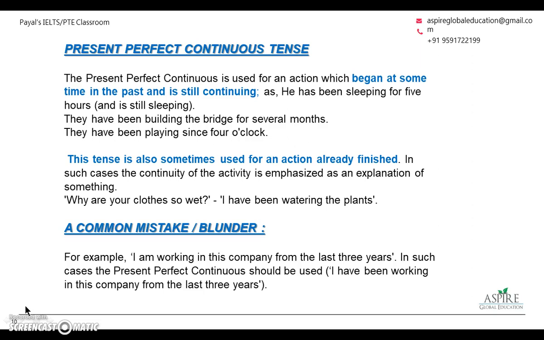So this is also one of the important points which you can add in your checkpoint list: to check the correct usage of present perfect continuous, to ensure that your present continuous and present perfect continuous are not interchanged and they're used correctly in the sentence. So that's all about tenses.